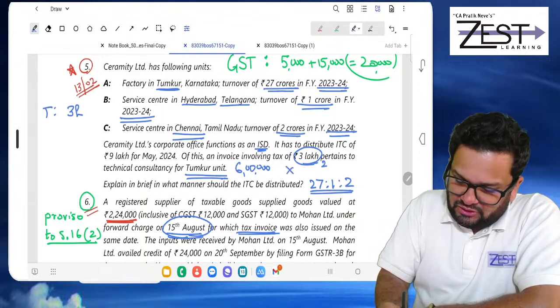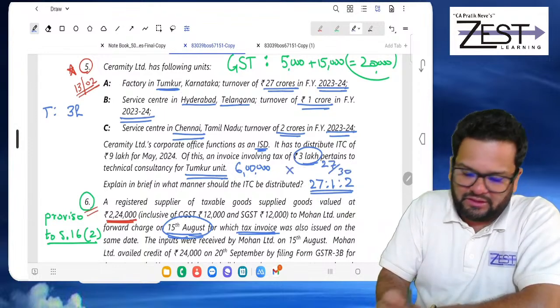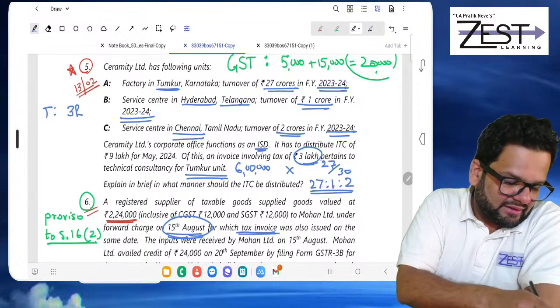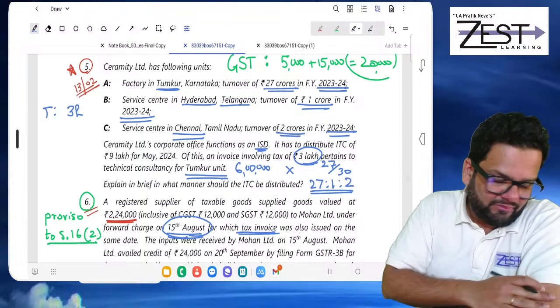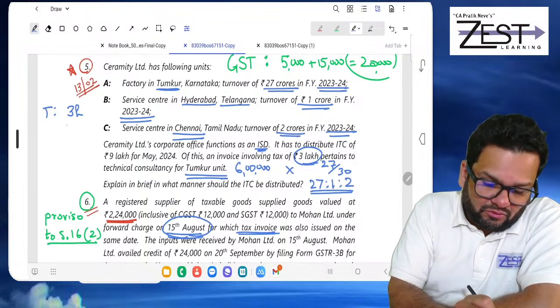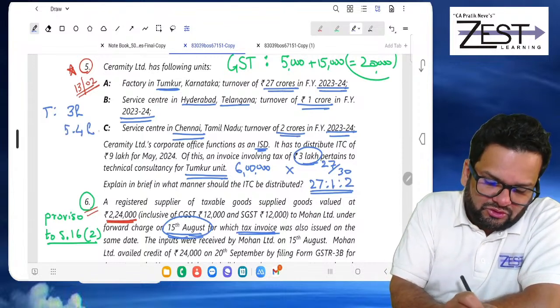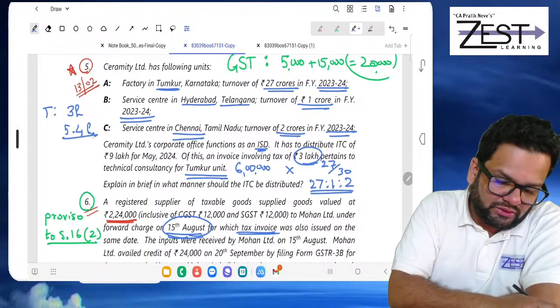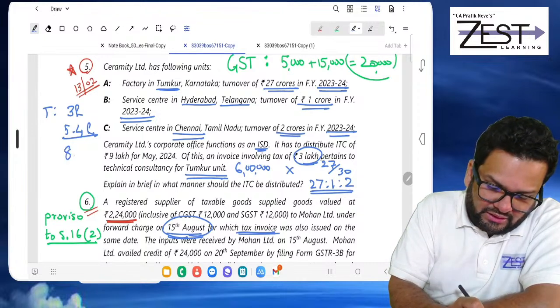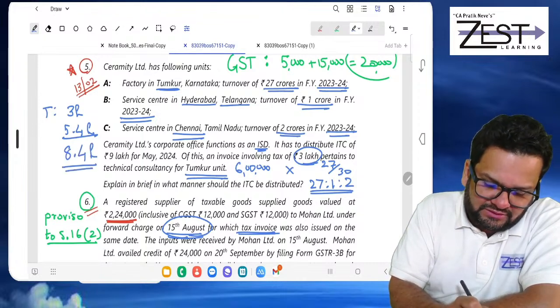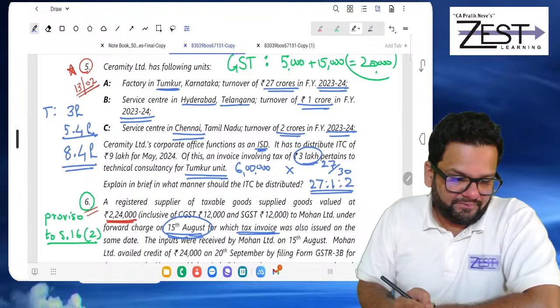6 lakh into 27 by 30. So what is 6 lakh into 27 by 30? 5 lakh 40,000. So 5.4 lakh. So the total which went to Tumkur is 8.4 lakhs. Do you agree with me?